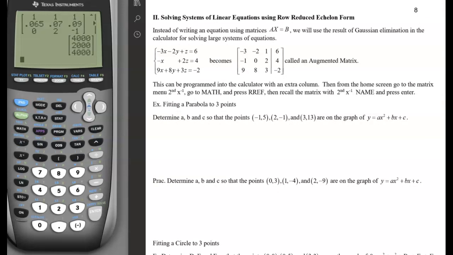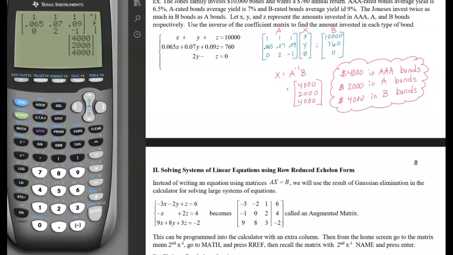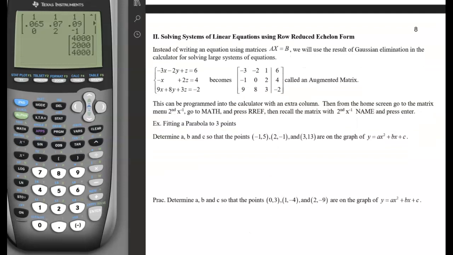There is another way to solve for matrices that does not include making the coefficient matrix inversed times the constant matrix. And the way to do this is by taking a matrix, putting the coefficients and constants all in one matrix, and then putting it in what is called row-reduced echelon form.